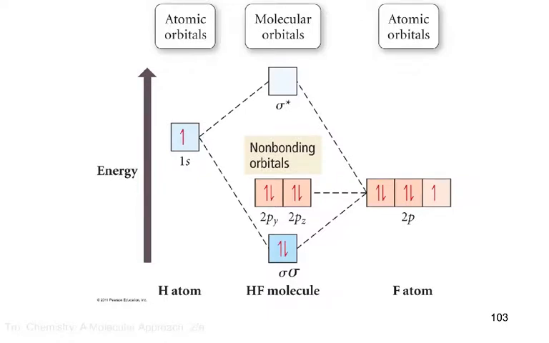So hydrofluoric acid. Fluorine is more electronegative, so its electrons are going to be lower in energy. We're going to combine one of our p orbitals from fluorine with the 1s orbital from our hydrogen. So we're going to get this sigma orbital there, which is where the bond is, and then we end up with non-bonding orbitals that are the same energy as the p orbitals that they came from.